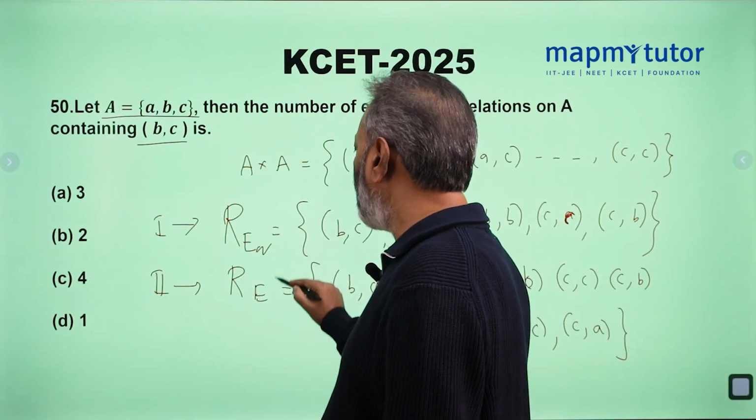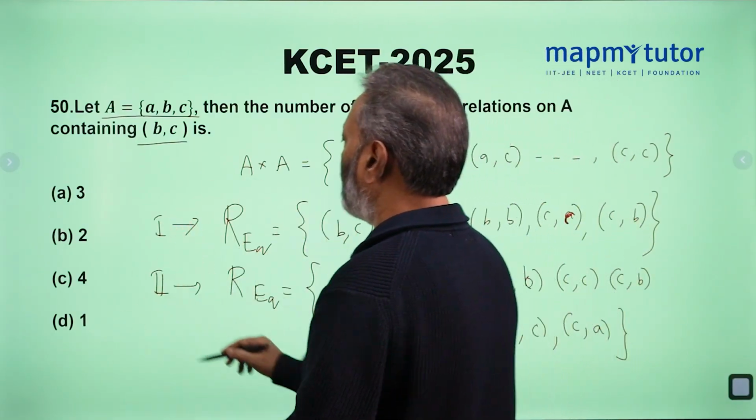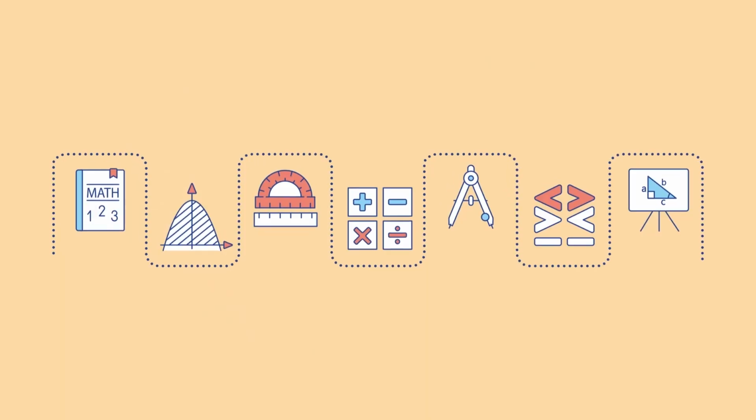So, this is case 1 and this is case 2, and only 2 equivalence relations are possible, and hence option B is correct.